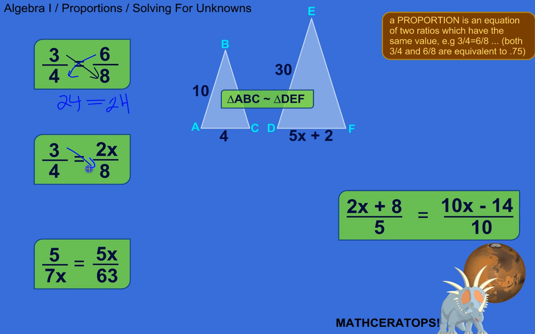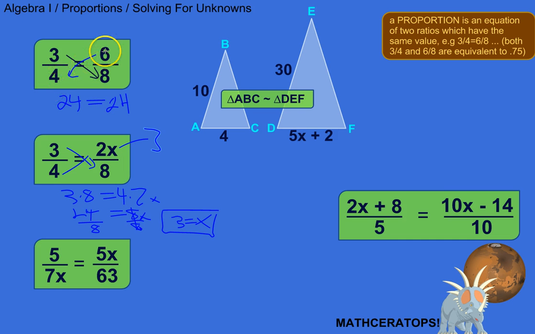I can cross multiply. 3 times 8 is equal to 4 times 2x. Right? So then I can play around with this. 3 times 8 is 24. 4 times 2 is 8, so this is 8x. So 24 equals 8x. I could divide both sides by 8 to figure out what x has to be. So these 8's cancel out. 24 divided by 8 is 3. So I've solved that this unknown is 3. That's 3, which you knew already.